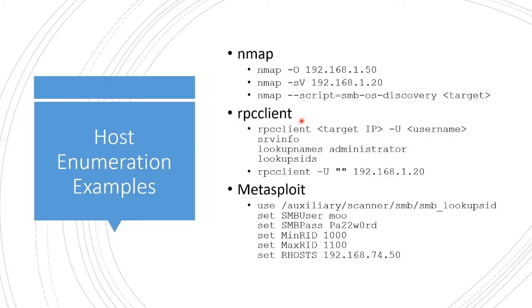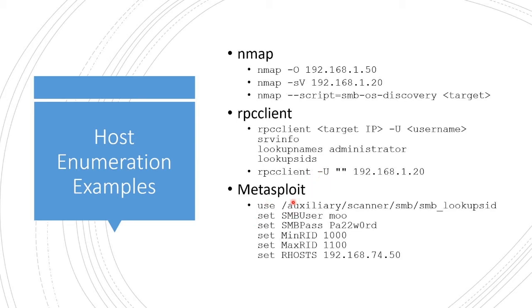So for rpcclient, you say rpcclient and then the target IP, and then -U, the username like Susie Q or whatever, and then it'll prompt you for the password. And then you start asking questions like server info, or look up names, and then you put in a name. It'll give you all the information about that name. Or look up SIDs, you put in security IDs. If you don't have a username, you do it the null session way. You say rpcclient -U, double quote, with no space here, and then the target domain controller or the target machine. And you can still get a fair amount of stuff even without a username.